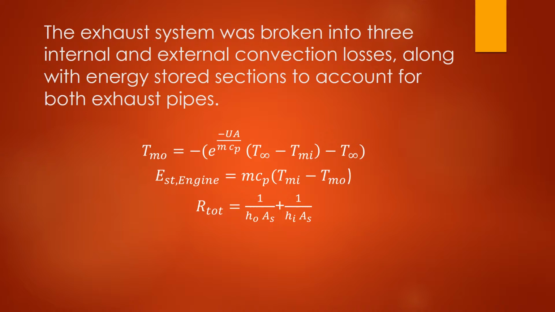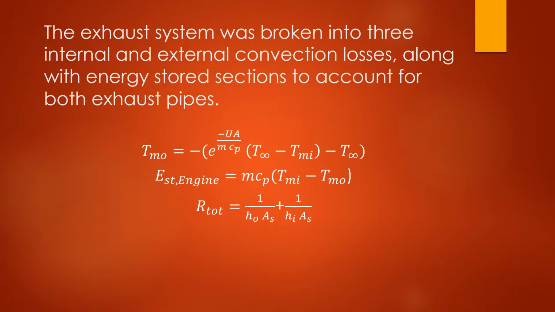Using correlations and measured temperatures, we were able to break the exhaust system into 3 internal and external convection loss terms under the assumption of constant T infinity, along with energy stored sections to account for the exhaust in both pipes. The TMO is the tip temperature of the exhaust that we're looking for. The energy storage terms were broken into 3 sections, the first being the section before the TMO-M, and the other 2 being the exhaust pipes behind the passenger and driver.